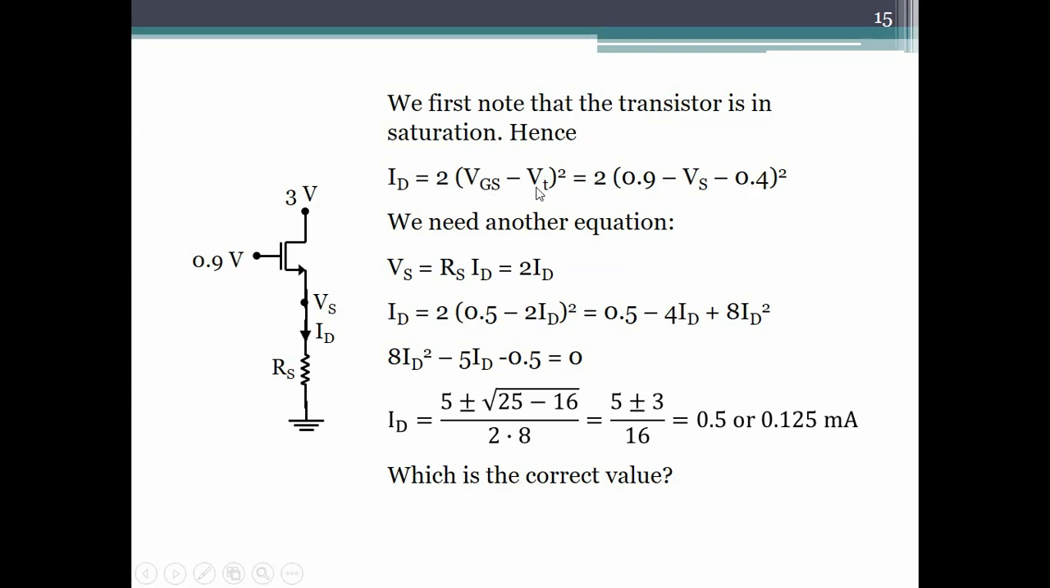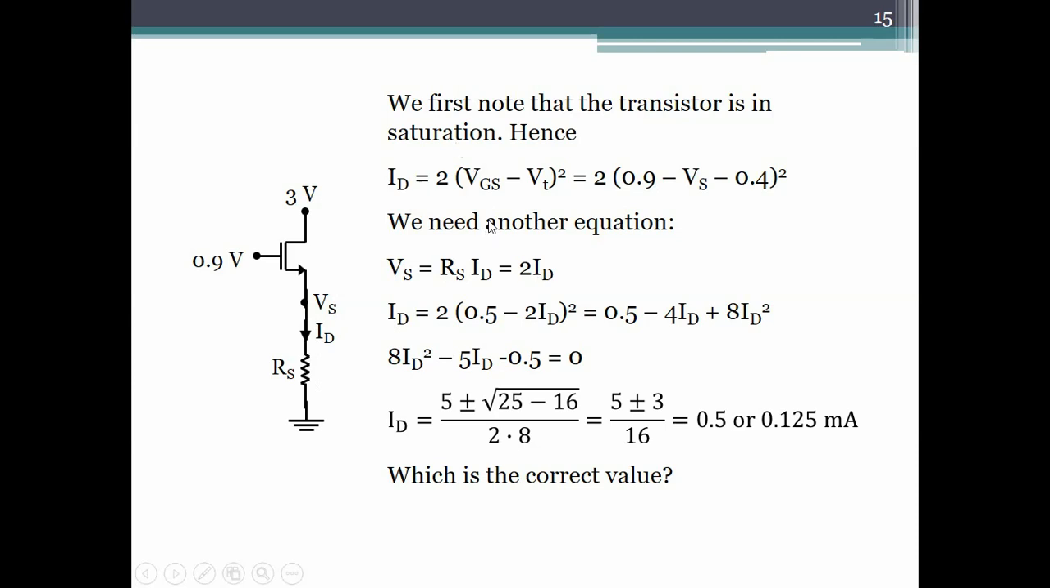VGS minus VT. VGS is VG minus VS minus VT, and VS is not known yet. Okay, we are trying to find VS. Sometimes people write VGS as 0.9. VGS is not 0.9. VGS is 0.9 minus VS. Alright. So we have again two unknowns, one equation. The other equation comes from Ohm's law for the resistor. So we say VS is equal to RS times ID, and RS is given to us as 2 kilo ohms. So this is 2 ID.